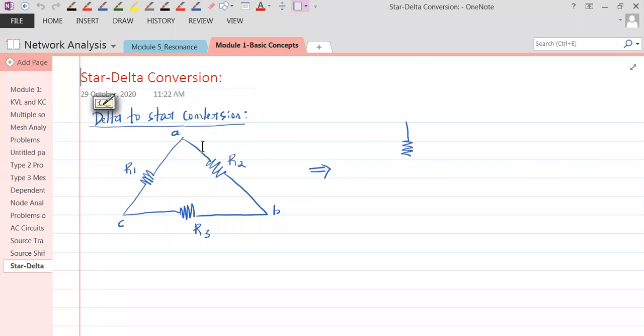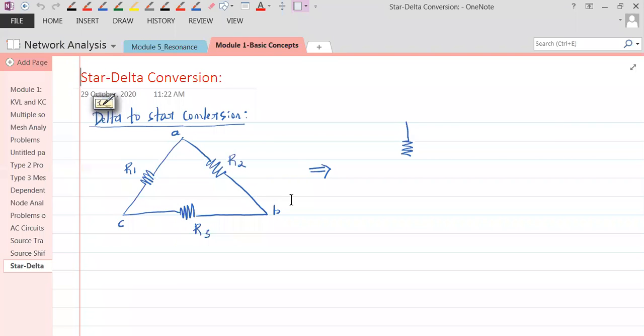Today we are starting with a new topic, that is star delta conversion, and this deals with only the resistive circuit. We will not be connecting any voltage or current sources. Since we are not connecting any voltage, we will not be looking at the current flow also. So it's just dealing with the resistance or the capacitive or inductive reactances.